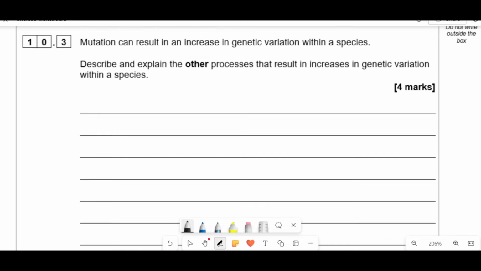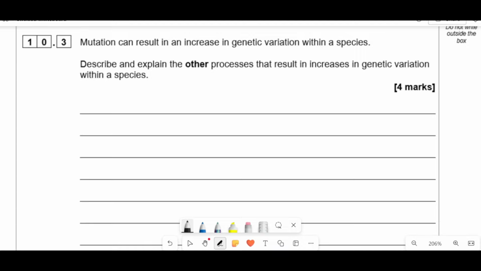There you go. So mutation can result in an increase of genetic variation within a species. Describe and explain other processes that can increase genetic variation. So if you don't know what genetic variation means, genetic variation means you have lots and lots of differences in the gene pool. You have lots of different alleles. Humans are very genetically varied. Some people have black hair, some brown, some blonde, some ginger, different colors of eyes, different heights, different weights, lots of differences. We're genetically very varied. For example, if you look at a farmer who's farming bananas, they're all identical. There's barely any genetic variation.